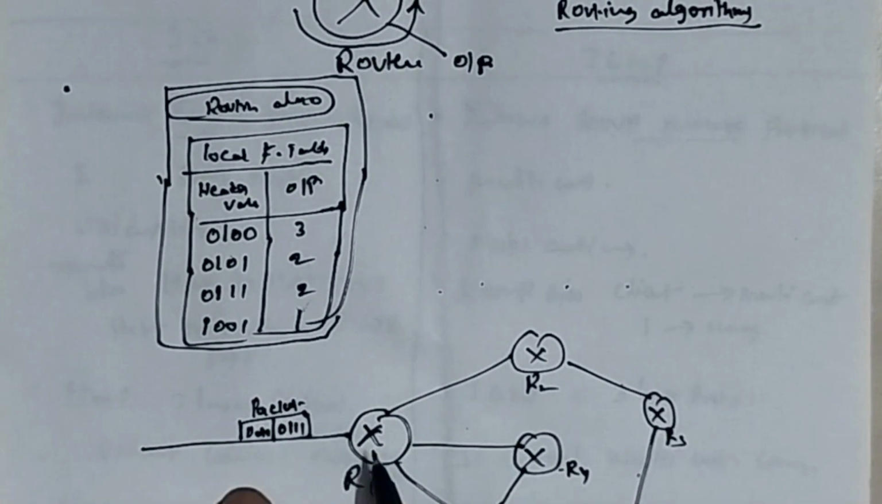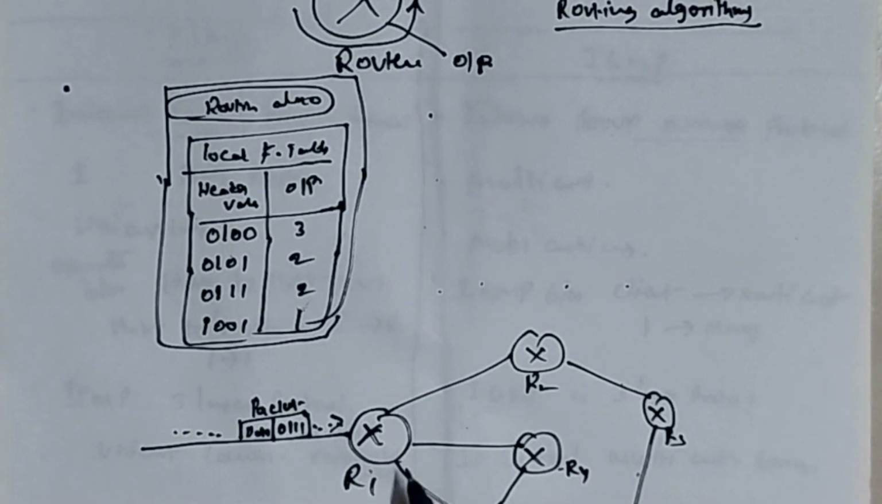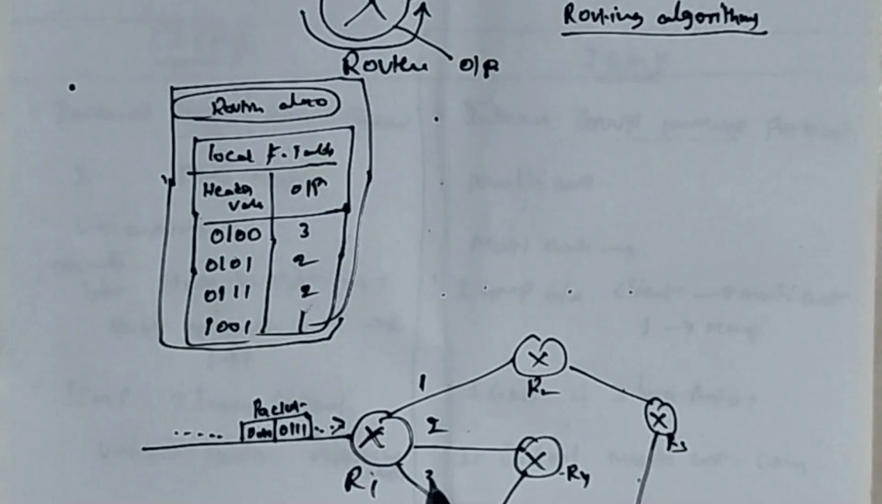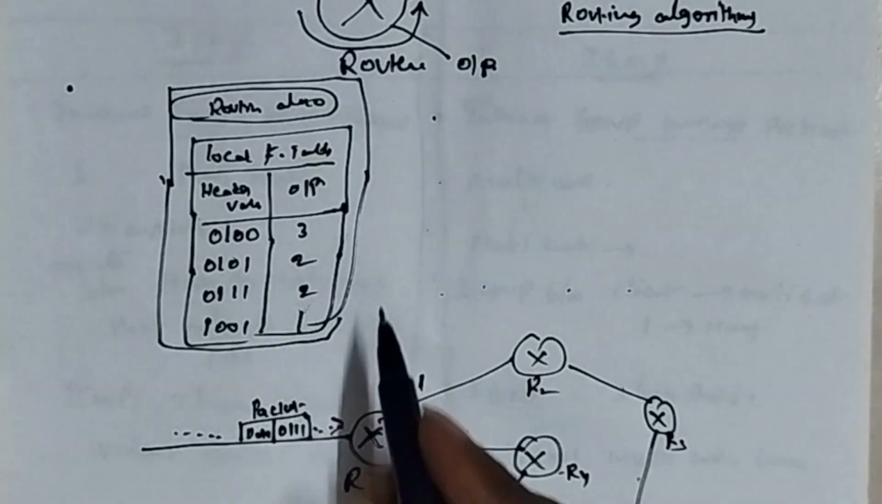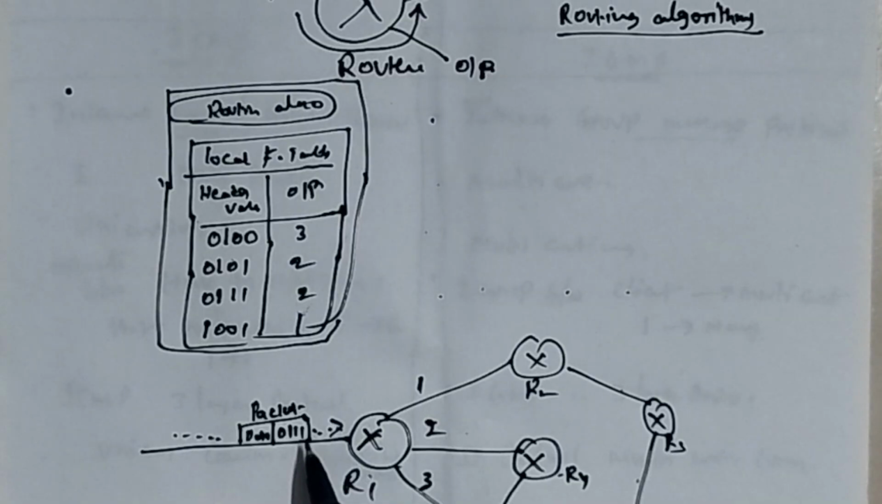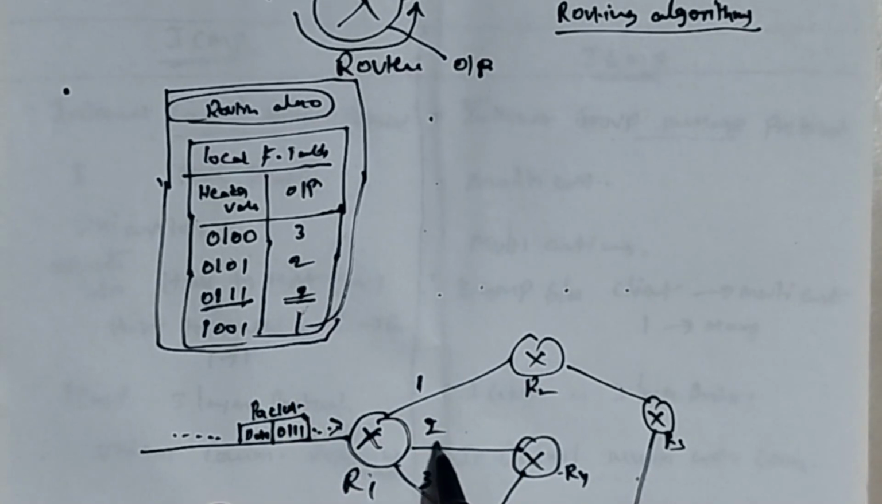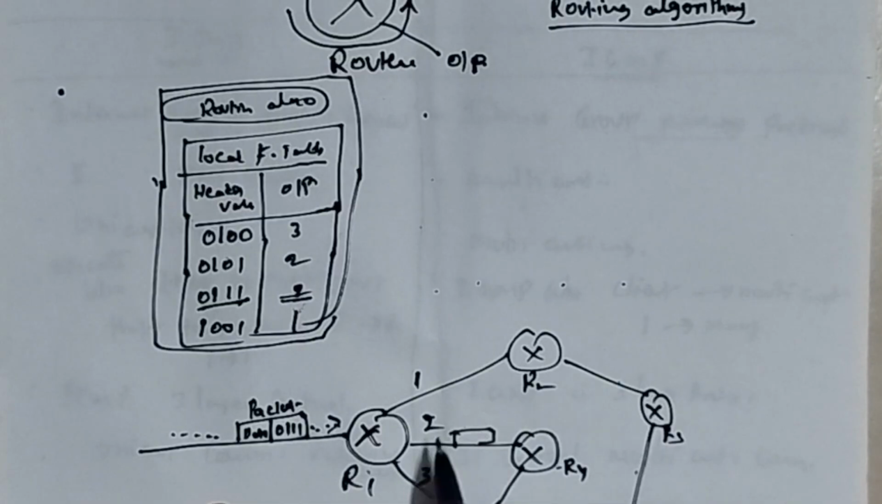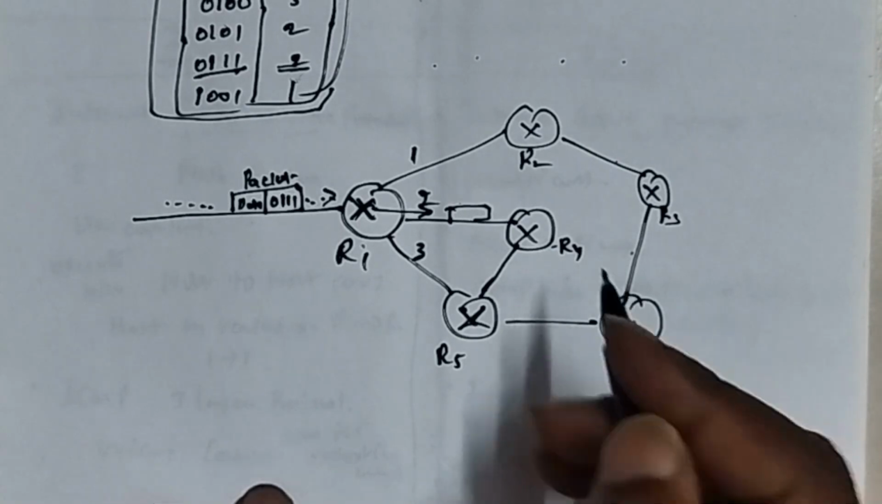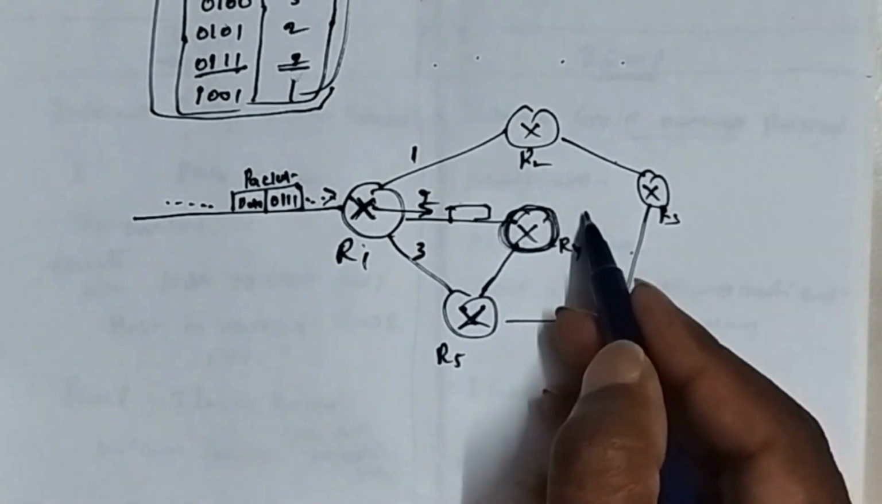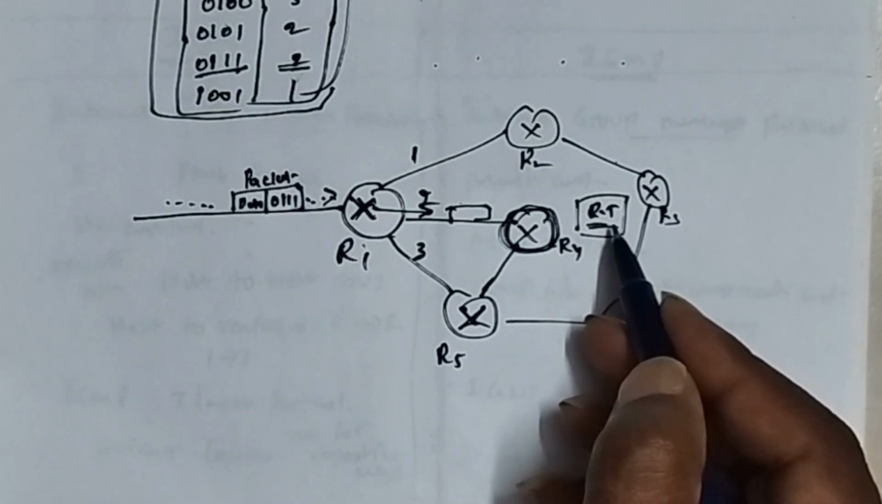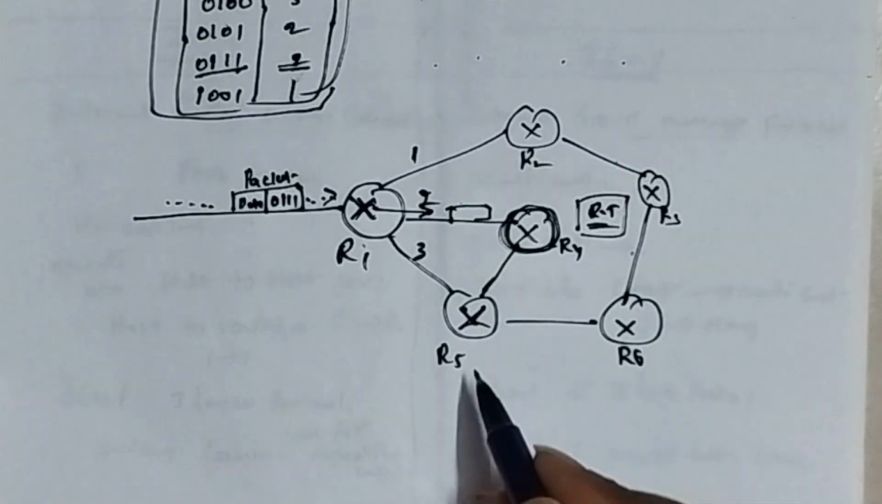Here router 1 receives the data packet. Router 1 contains how many paths? First path, second path, third path. According to the routing table value, what is the value here? 0111. What is the path for 0111? The path is 2. So the packet will be sent on this path. Instead of sending the data packet to this router, it will be forwarded in this direction. Again, the next router has one more routing table, and according to that routing table, the data packet will be forwarded.